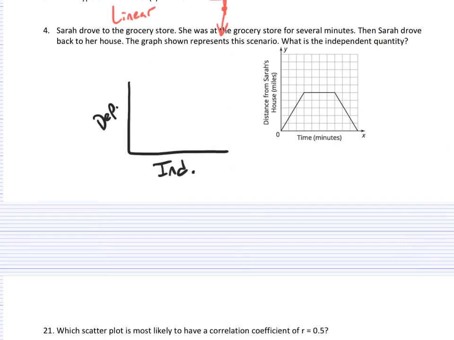For number 4, you would want to include what I just wrote down in black on your note card. This will help you remember which one is your independent and dependent variable. So in this situation, they are asking what is the independent quantity, and the independent is my x-axis. So independent is time in minutes.